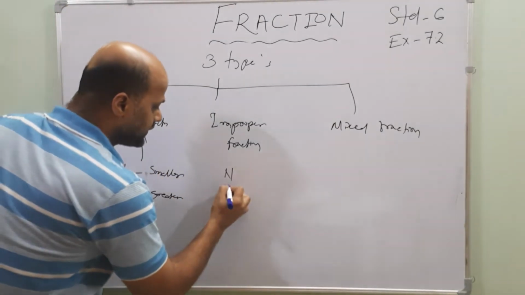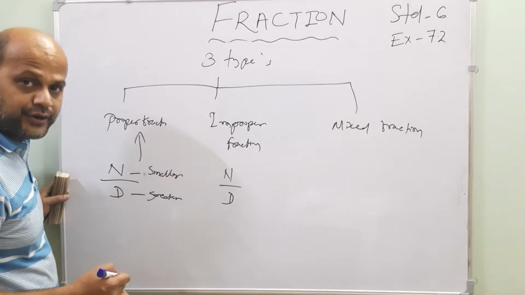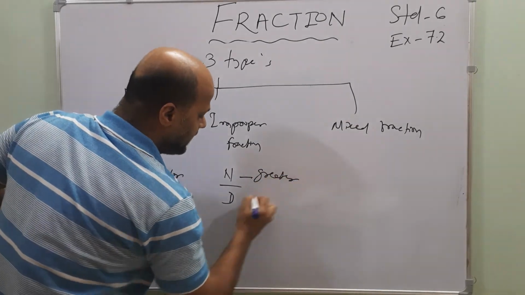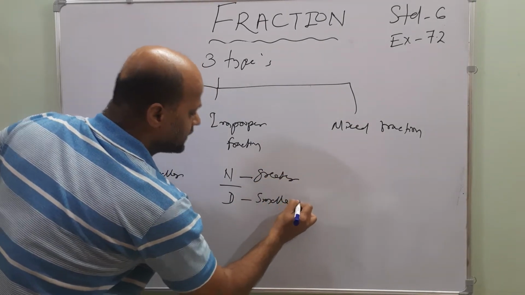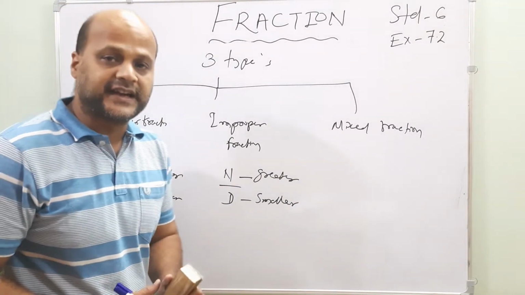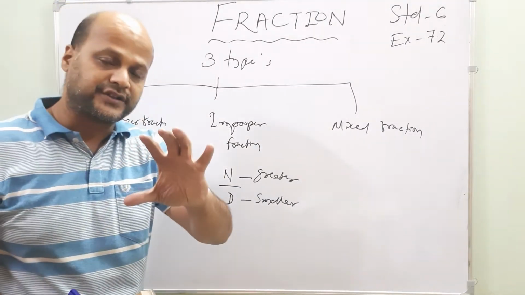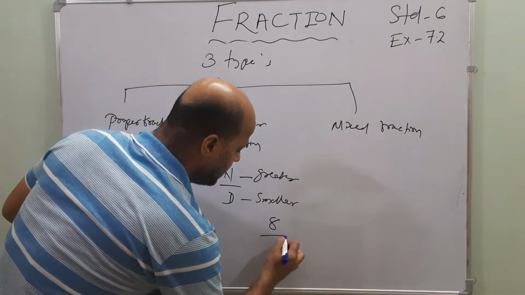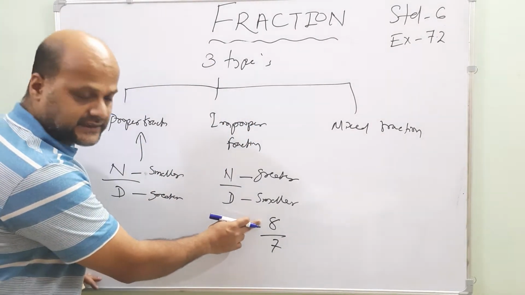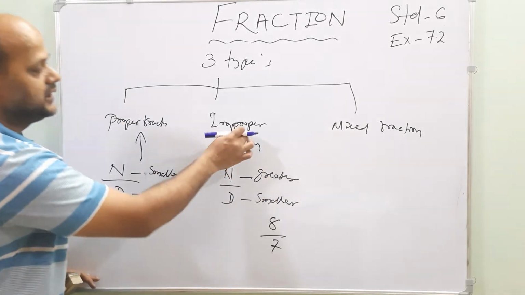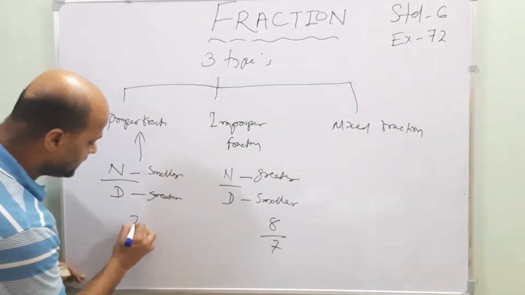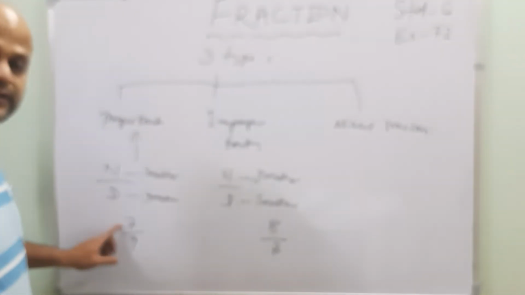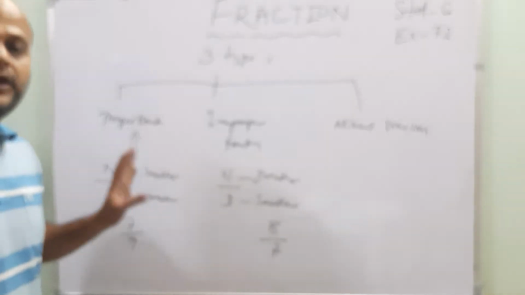It is also the fraction of numerator divided by denominator, yes or no? But here the numerator is greater and the denominator is smaller. Understood? If the numerator is greater and the denominator is smaller, then that fraction is called an improper fraction. Example, 8 by 7. Here the numerator is greater, the denominator is smaller. That's why 8 by 7 is an improper fraction. You can take 7 by 9. Here the denominator is greater, the numerator is smaller, so it is proper. In this manner you have to remember it.